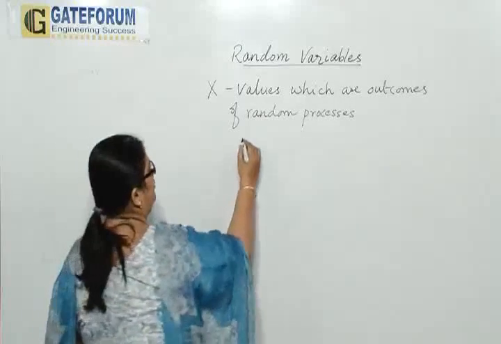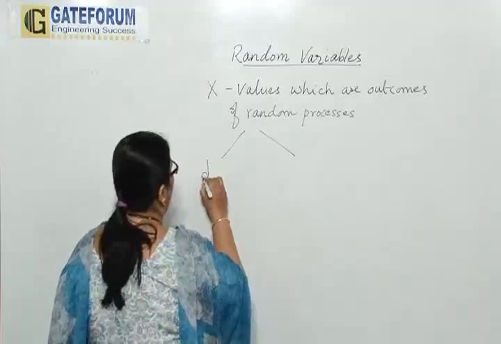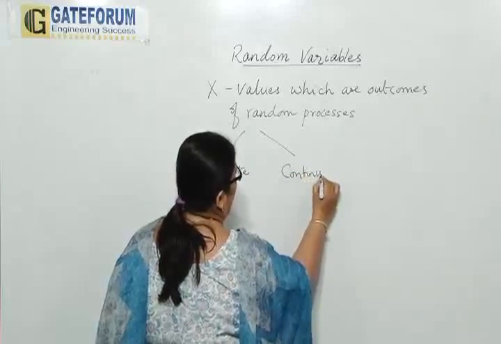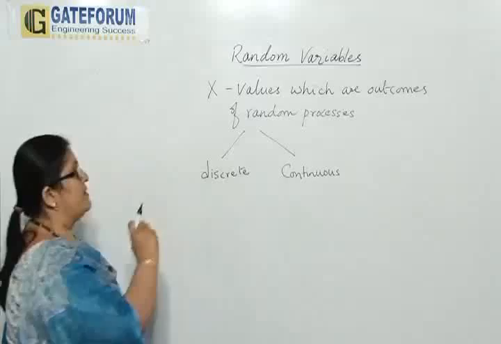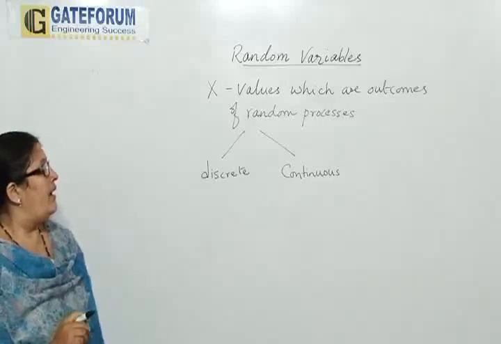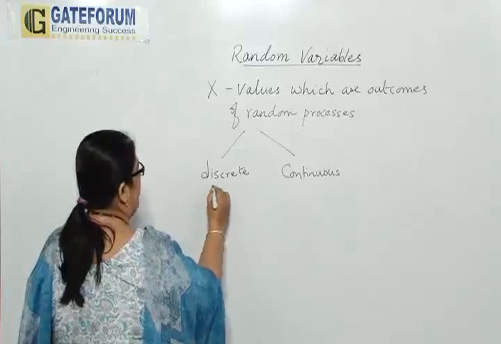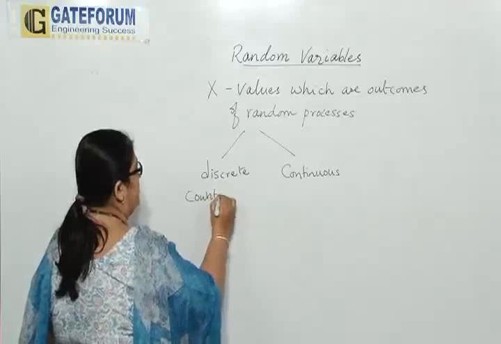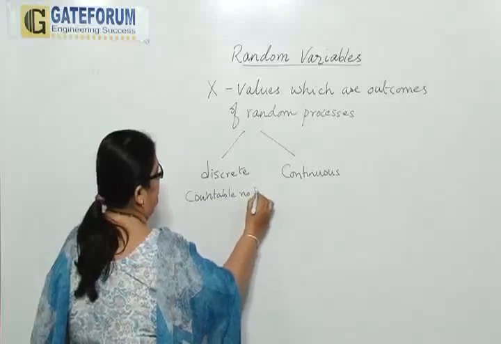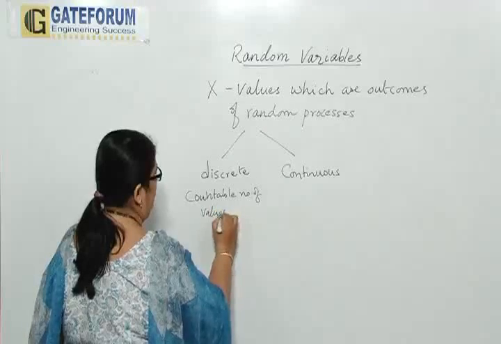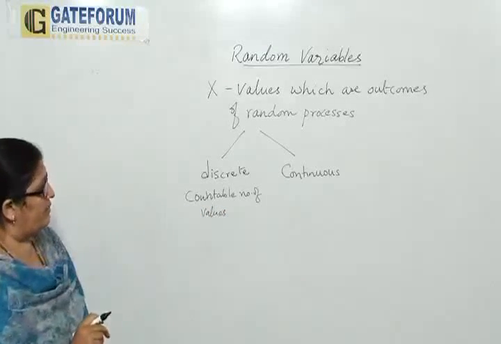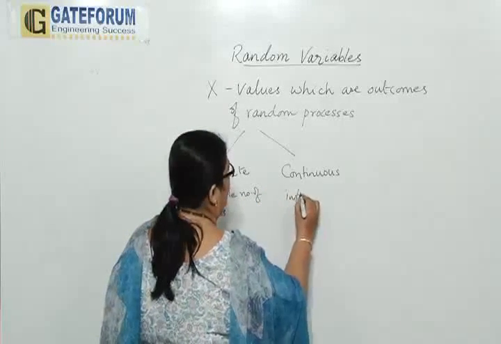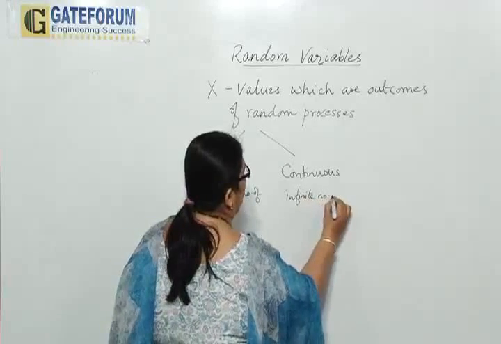Now there are two types of random variables which we have. One is discrete and one is continuous. Let's first understand what a discrete random variable is. A discrete random variable is the one which takes generally a finite or countable number of values, and continuous is the one which can take an infinite number of values.